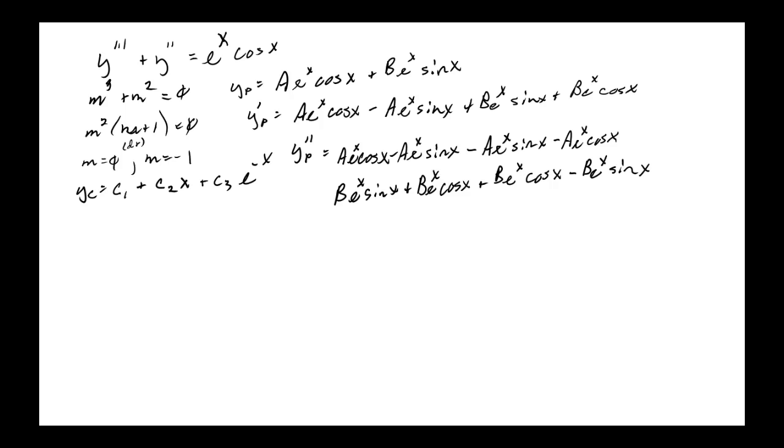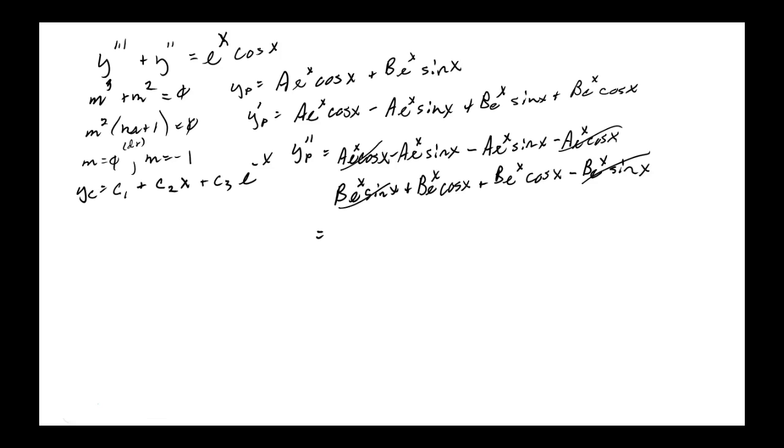Now, this one will simplify somewhat. Here's an a e to the x cosine x and a minus a e to the x cosine x. And here's two of these. So this is actually, well, we'll come back and do that. Here's a b e to the x sine x and a minus b e to the x sine x. Those go to 0.